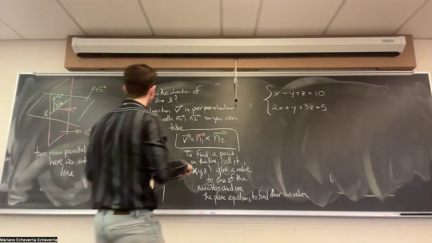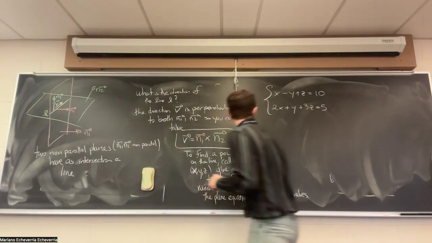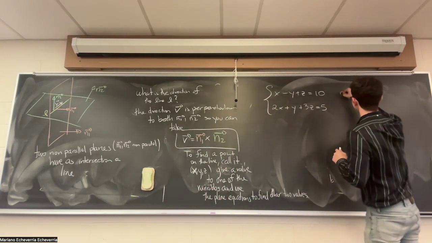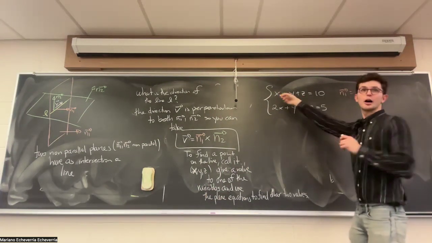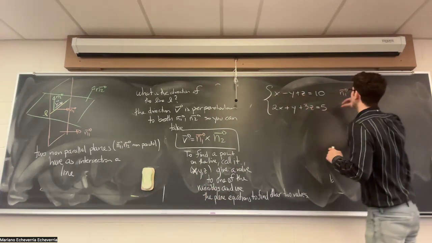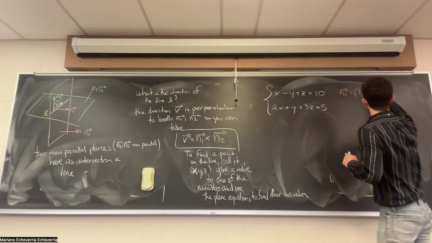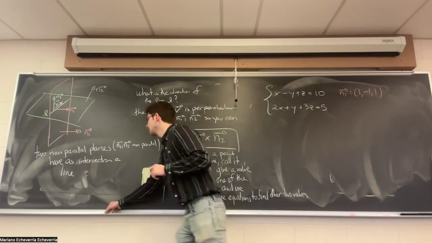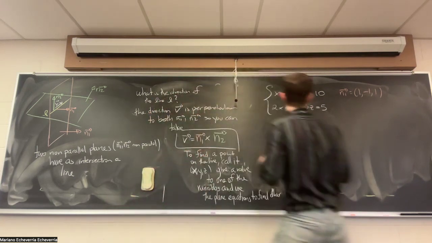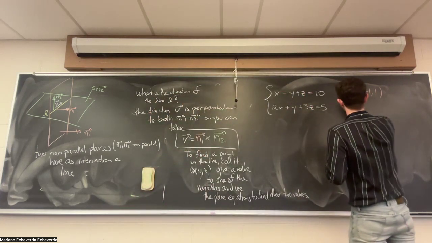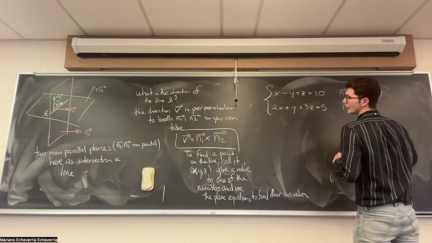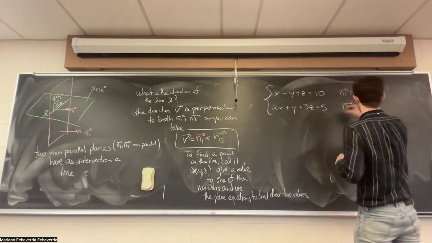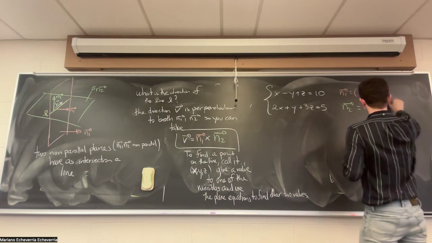So I have these two planes. What is the first normal vector of this plane? It's just literally what you get by copying the coefficients. So it's (1, -1, 1). And what is the normal vector of the second plane? It's what you get by copying those coefficients, which is (2, 1, 3).